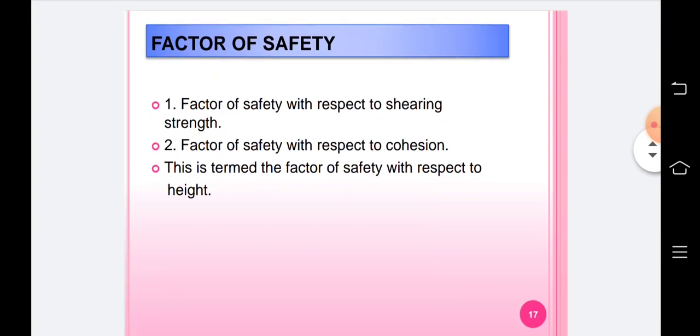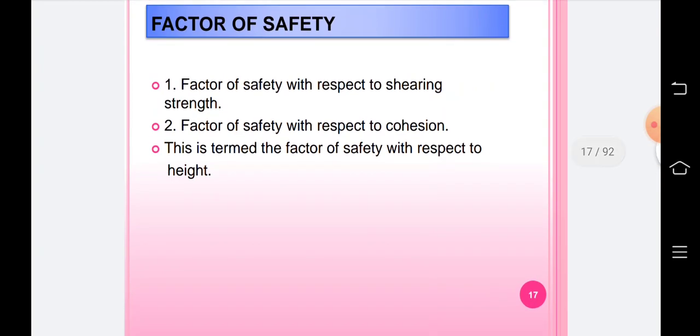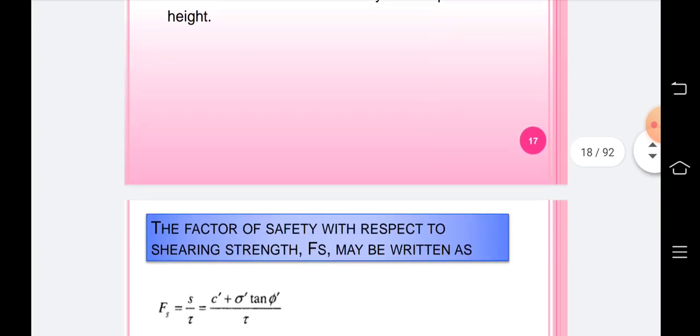In this chapter, factor of safety, we are calculating the factor of safety with respect to three parameters. First, factor of safety with respect to shearing strength. Second, factor of safety with respect to cohesion. Next, factor of safety with respect to height. And we are also going to find the factor of safety with respect to angle of internal friction.